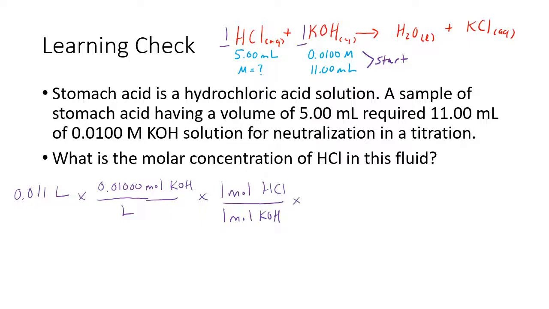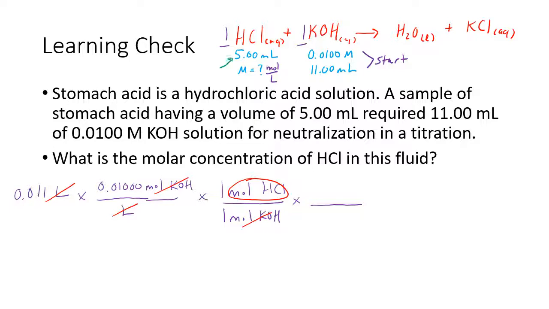And this is where our problem gets a little bit different than the last two examples that we saw. Last time we were trying to calculate a volume, but now we're trying to get a molarity. Remember, the units of molarity are moles per liter. So we just need to have units of moles of HCl over liters. Our liters of KOH cancel. Our moles of KOH cancel. Right now in our numerator, we have moles of HCl. So our final step is just going to be to divide by our volume of solution in liters.